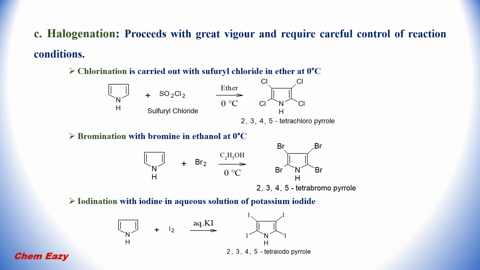In the same way, for the iodination of pyrrole, iodine in an aqueous solution of potassium iodide is used. Pyrrole on iodination with iodine in aqueous potassium iodide solution gives 2,3,4,5-tetraiodopyrrole.